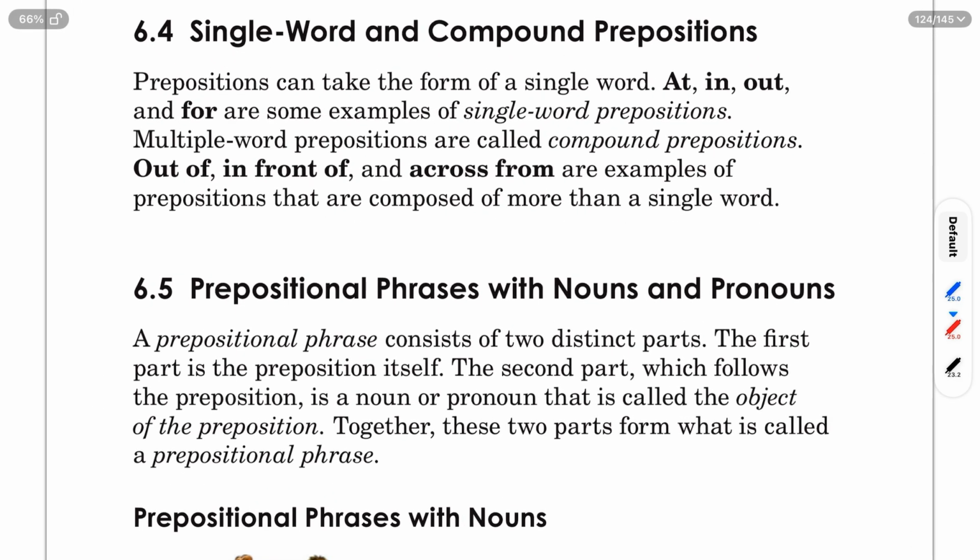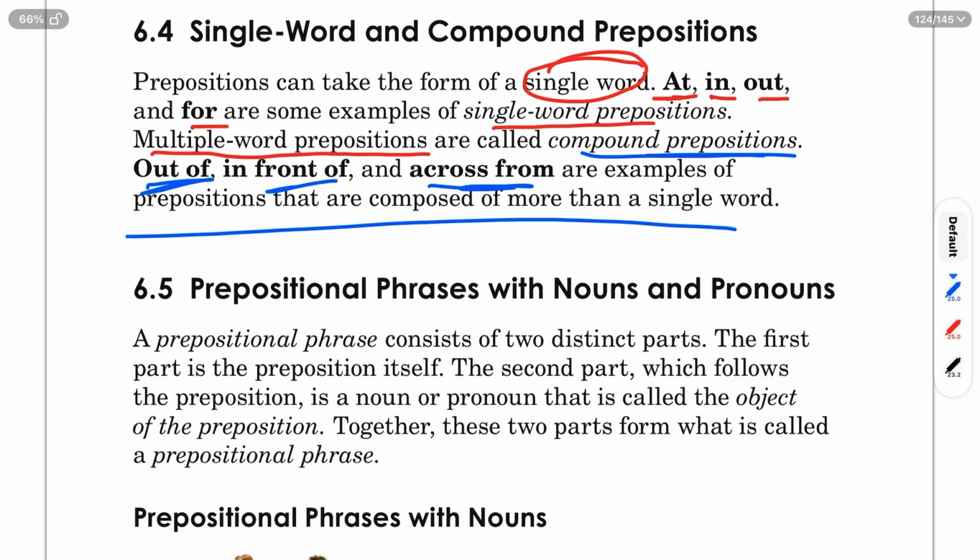Sometimes a preposition can be a single word, or it can be a phrase of several words. So a preposition can take the form of a single word. For example, here: at, in, out, and for. These are examples of single word prepositions. There can be multiple word prepositions also. They are called compound prepositions. For example: out of, in front of, across from. So these are examples of compound prepositions.